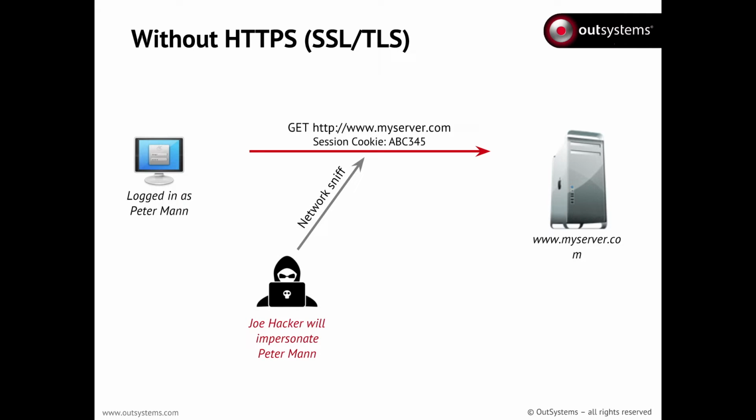Now the problem here is that if our friend Joe Hacker has managed to penetrate a network company that happens to be a network company that you use in your company, or that Peter Mann uses to connect to the internet, or something in between, then he can see all traffic that's traveling, and he can see this traffic here. All requests done by Peter Mann over to the server.